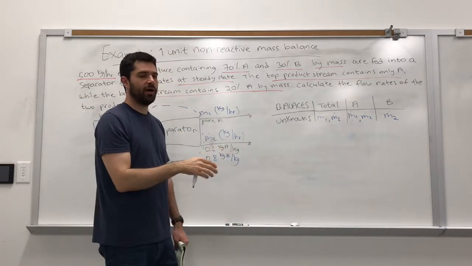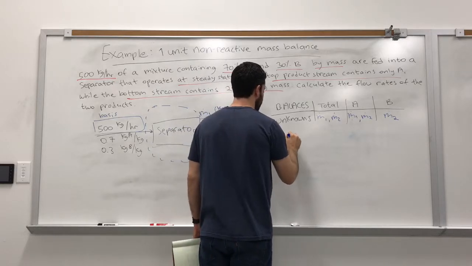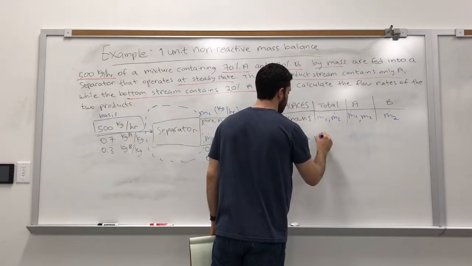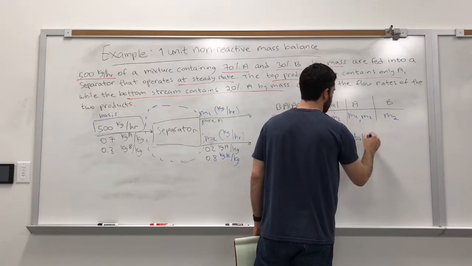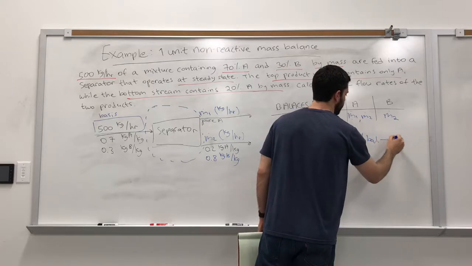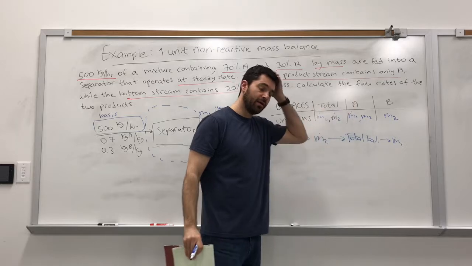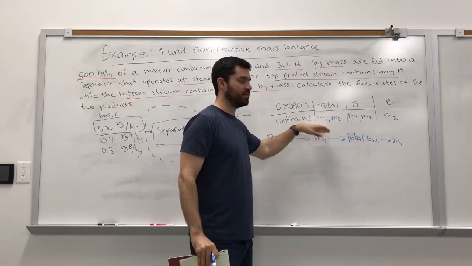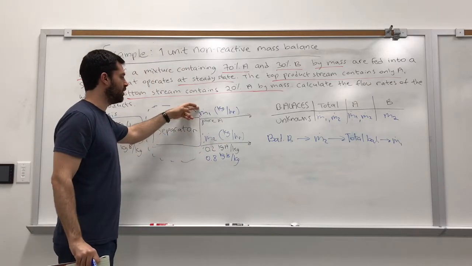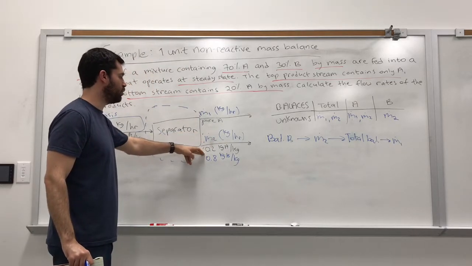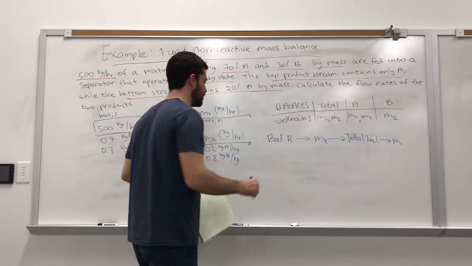So now we've mapped out our route to solve the problem, which is we're going to do a balance on B, which is going to give us M2, and then we'll do a total balance, which will give us M1. And obviously you can do a balance on A, but typically the total balance is simpler than a balance on A, because if you do a balance on A, you have to multiply M2, for example, by 0.2, whereas if you do the total balance, you just take M2. All right, so let's start with a balance on B.